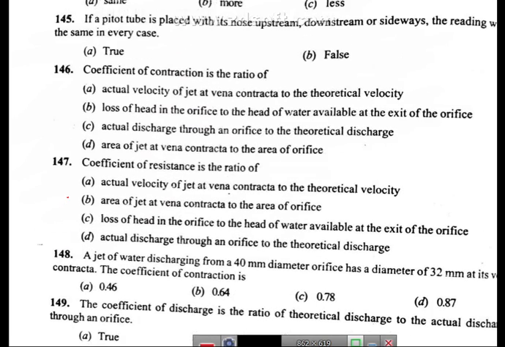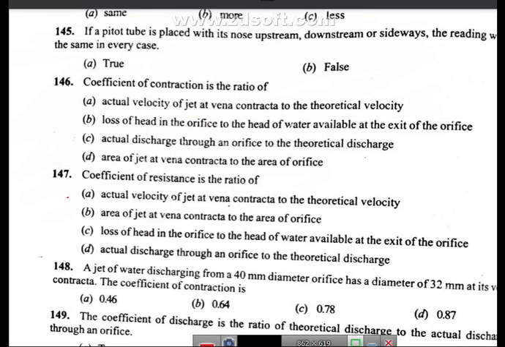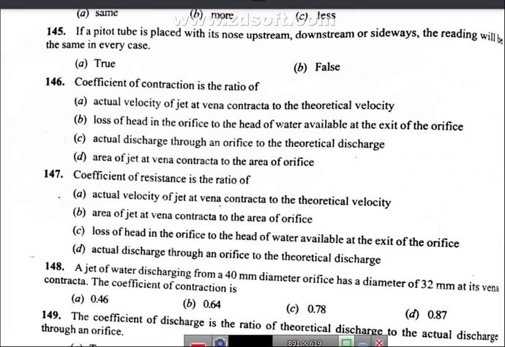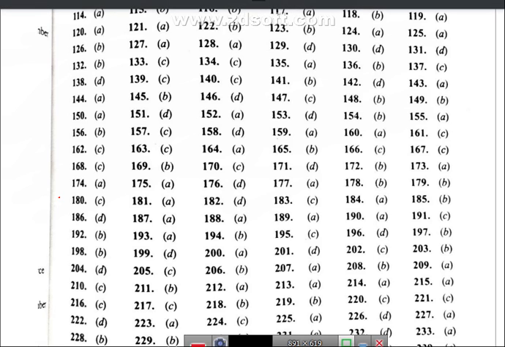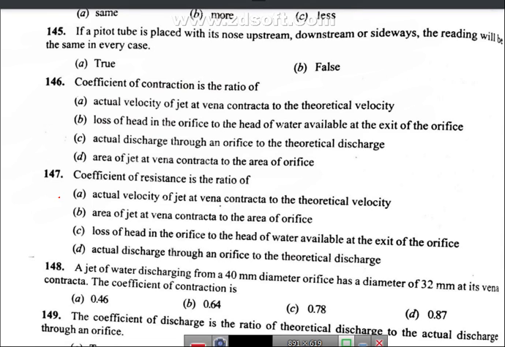Question 145. 145 कह रहा है if a pitot tube is placed with its nose upstream, downstream या sideways, the reading will be the same in every case, true या false. 145 का right answer जाएगा 145 का B, that is false.